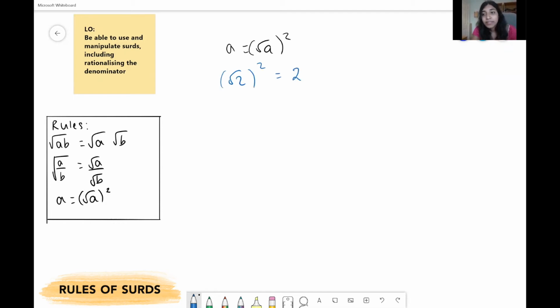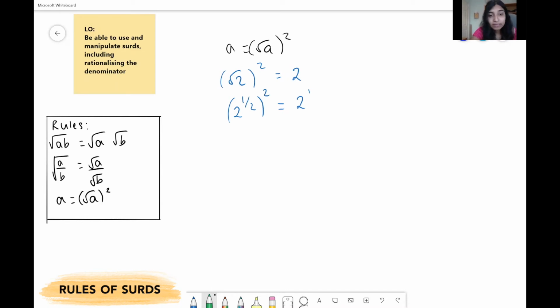You could also think of this in terms of indices. If you rewrite root 2 in terms of indices, that's 2 to the power of half. And if you square that, if you remember going back to the index powers, what you do is just half times 2. So that's equal to 2 to the power of 1, which is just 2. An example of how you'd use this rule is when you're multiplying out brackets. It will come extremely useful in that.